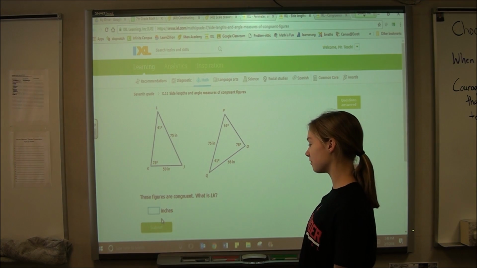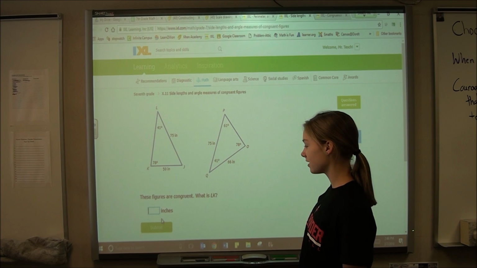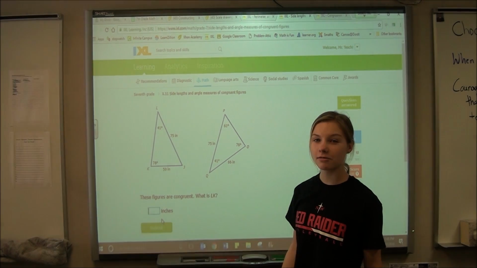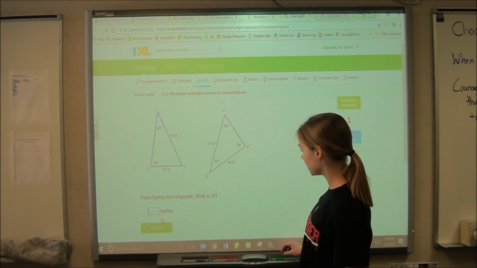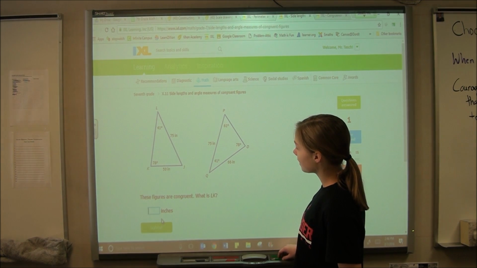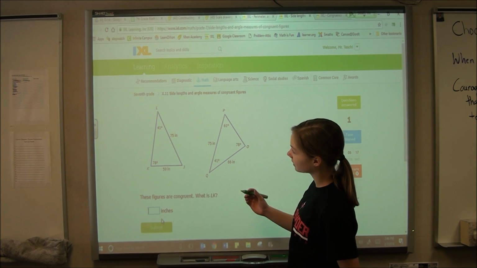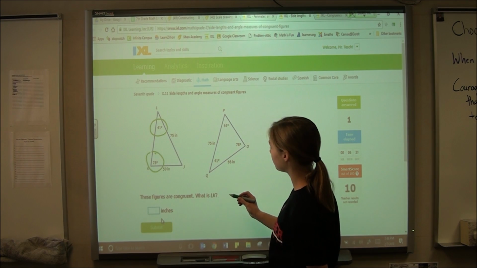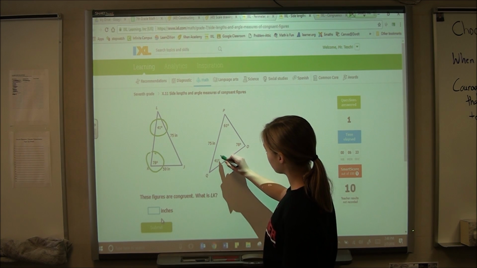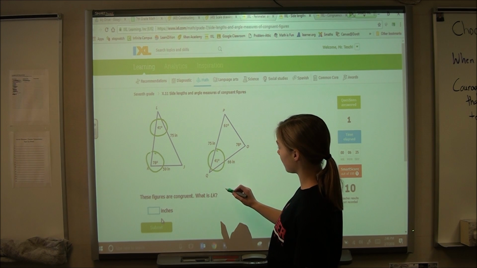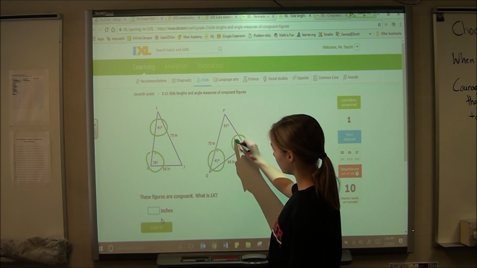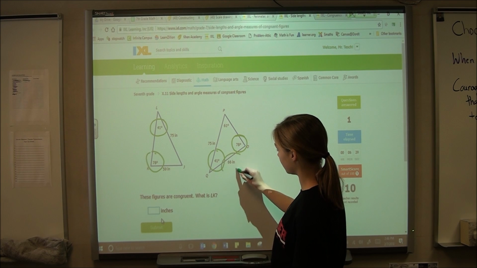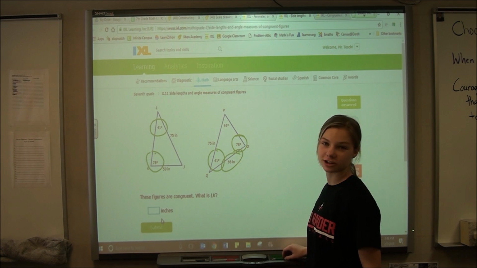Okay, so for this link, we want to know what L and K are. So we know this time we don't know what ones match up, but if we look, we can see that L is a 41-degree angle and K is a 78-degree angle. So here, 41, so Q equals L and O equals K. So we know that it is 66 inches.